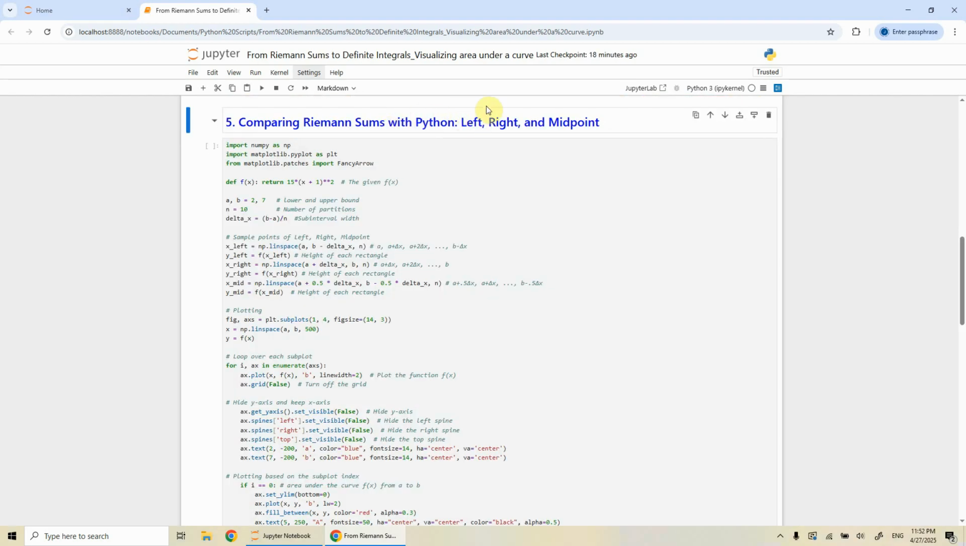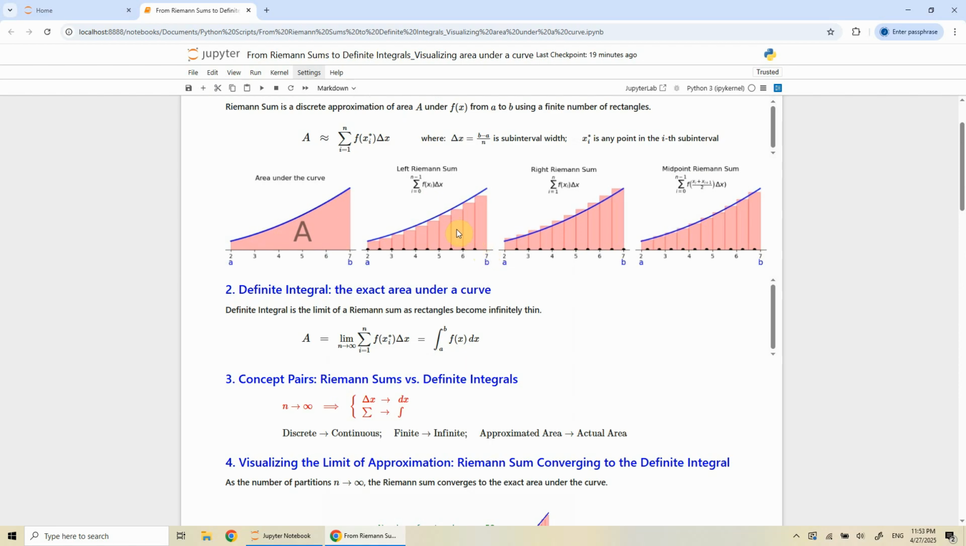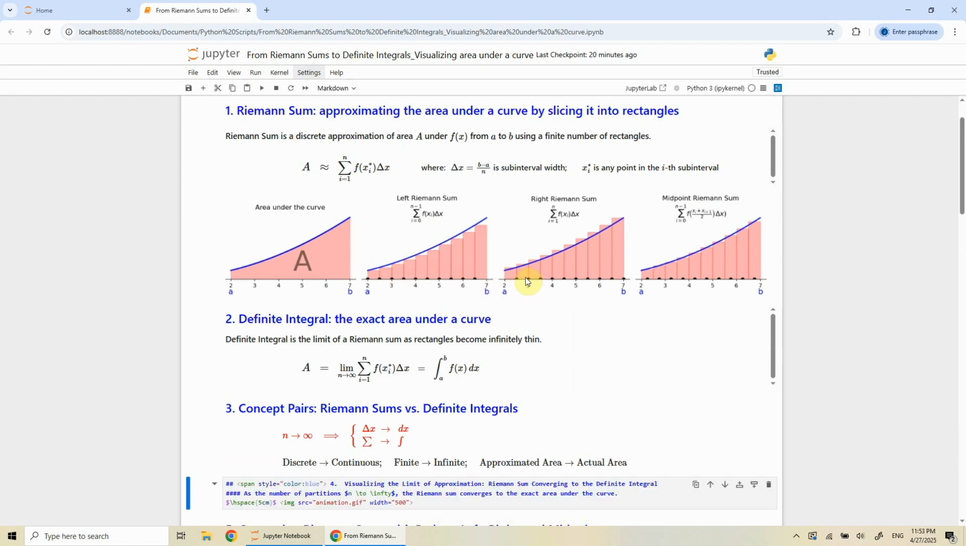Now let's visualize the three main types of Riemann sums. Here we use a simple quadratic function as a given function. In the interval a to b, the partition number n equals 10, creating 10 rectangles to approximate the area. These highlighted points are sample points.